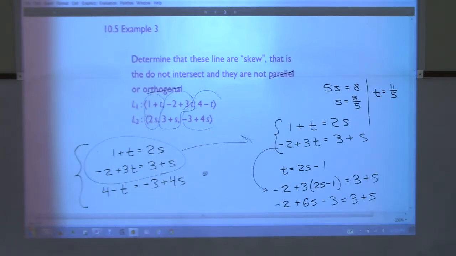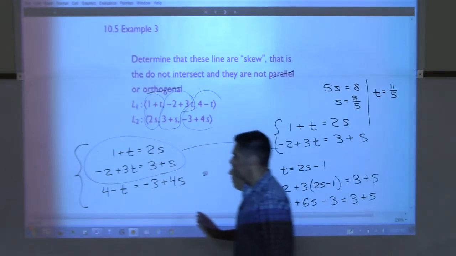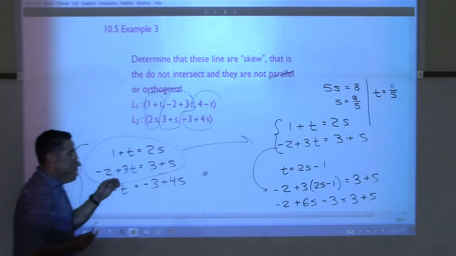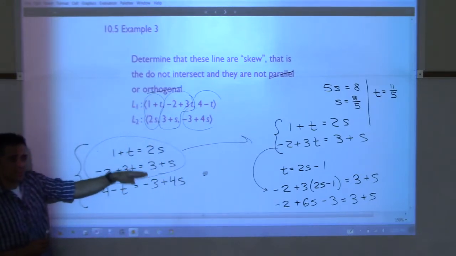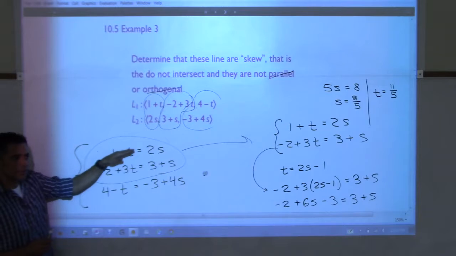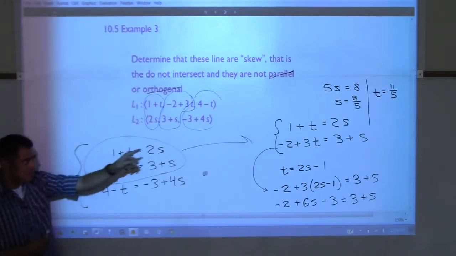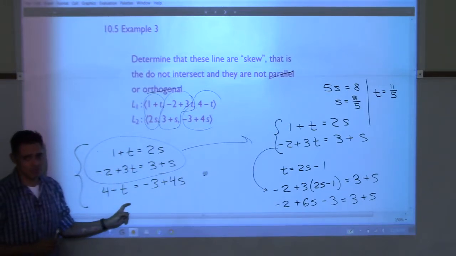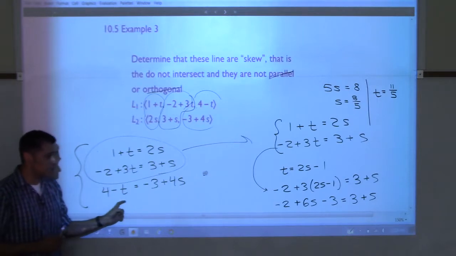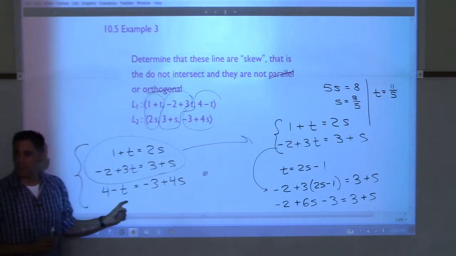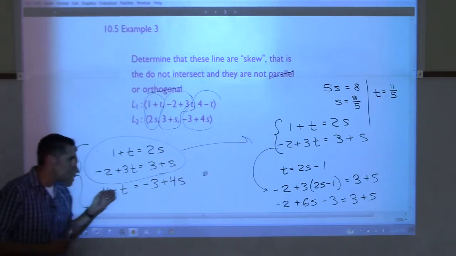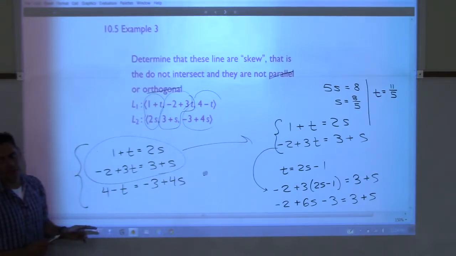So what? S and t of that. Now what? Don't forget this part. This is the most critical part. We know that we have found a t and an s that make these two true, right? The question is, does that t and that s make this true? If it makes this true, then we have found that they do intersect somewhere. But it's got to satisfy all three equations at the same time.